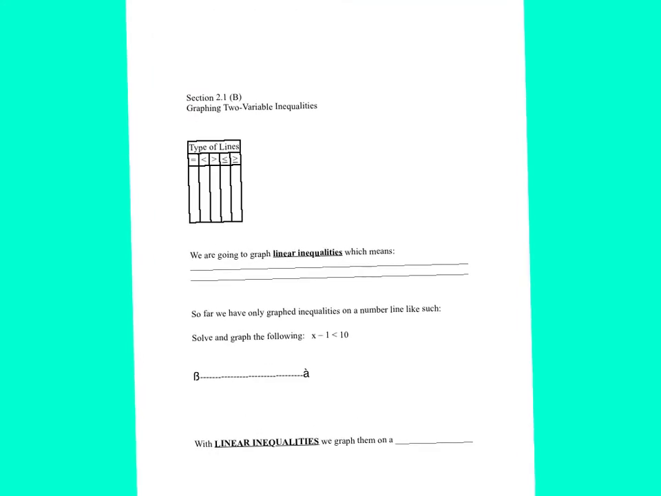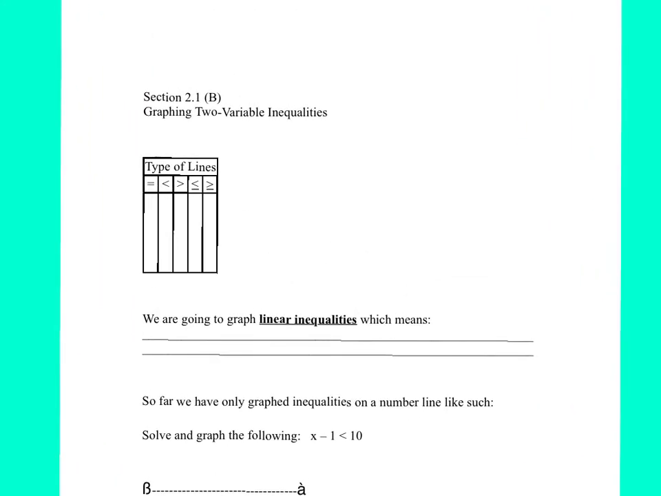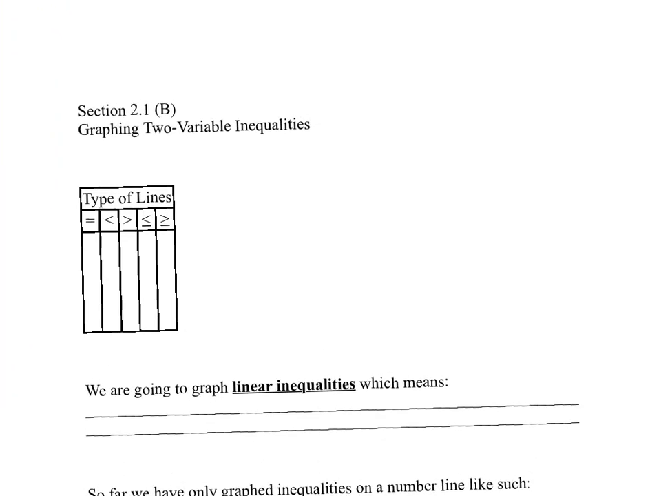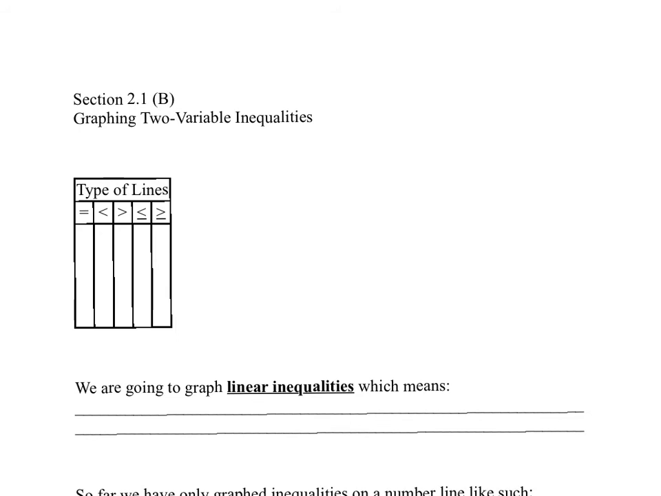Okay, like I said, this is very similar to what we did last class, but it is just graphing inequalities instead of equations. So we've got our type of lines. My PDF kind of made this look funny, so your note sheet looks a little prettier than this, okay? But we have our type of lines.